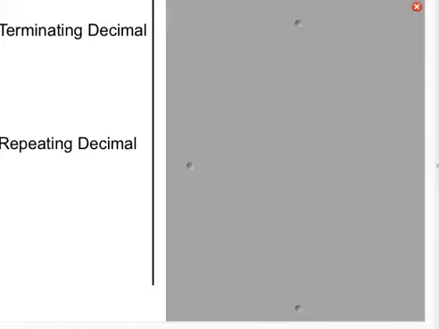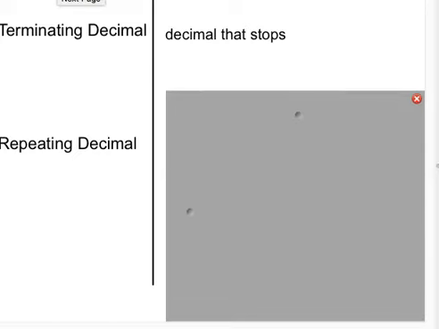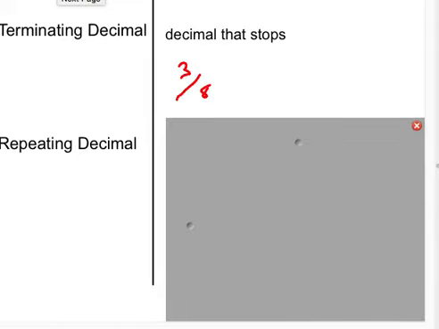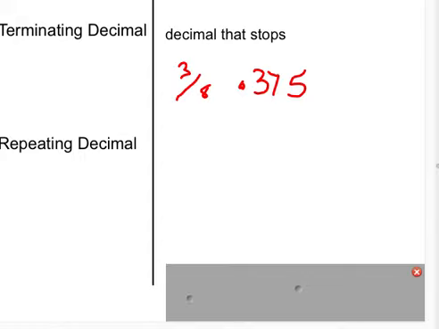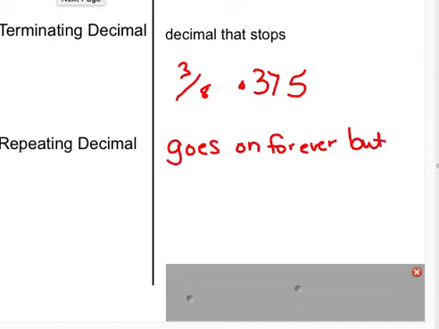So these are different kinds of decimals. The ones that terminate are the ones we're used to. Terminate means, and you need these 2 vocabulary words, the decimal that stops. So if you type into your calculator 3/8, you will get 0.375. That terminates, it stops. But just like we saw in the examples before, a repeating decimal will go on forever, but it repeats.